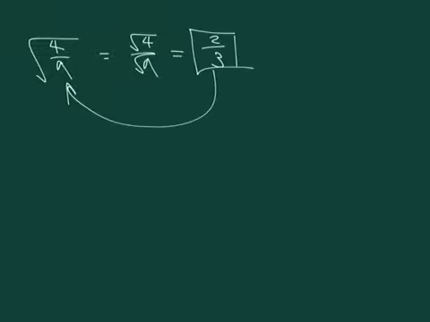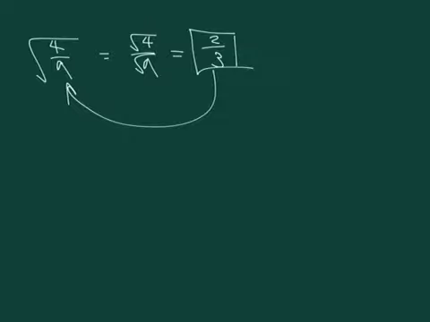Basically what the quotient property says is that if I have the square root of 4/9, that equals the square root of 4 over the square root of 9. We can split that radical up. And what is the square root of 4? What is the square root of 9? So that is actually the square root of 4 over 9 simplified.